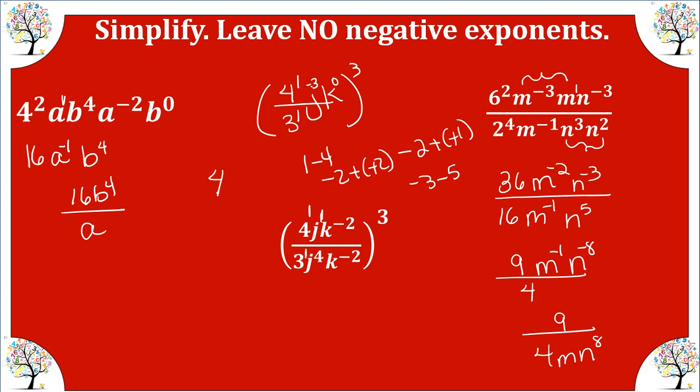So we're going to have 4 to the third, j to the negative 9, k to the 0, and 3 to the third. I'm going to evaluate my 4 and get 64. We're going to move j to the bottom and make it positive 9. k to the 0 is 1, so I don't need that. And then 3 to the third is 27. And there's your final answer.